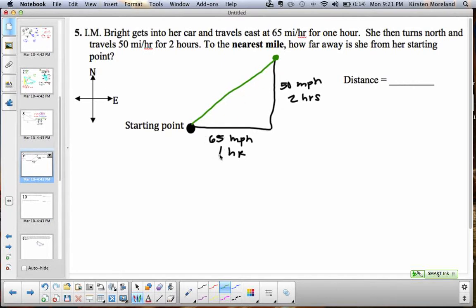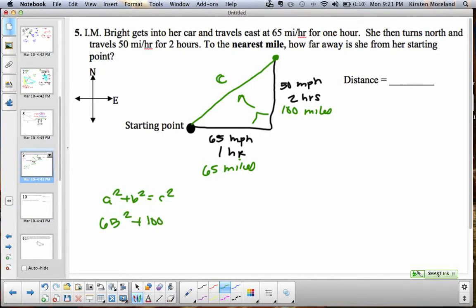Okay, so if she traveled 65 miles per hour for 1 hour, that means she traveled 65 miles. If she traveled 50 miles per hour for 2 hours, that means she traveled a total of 100 miles, and we'll call this our C, because here's where our right angle is, and remember, across from our right angle is always our C. So this is a basic a squared plus b squared equals c squared problem. So a squared is 65 squared. She traveled north 50 miles per hour for 2 hours for a total of 100 miles, squared equals c squared.